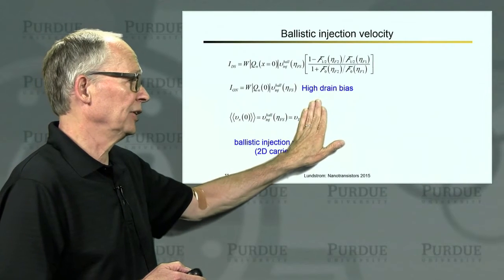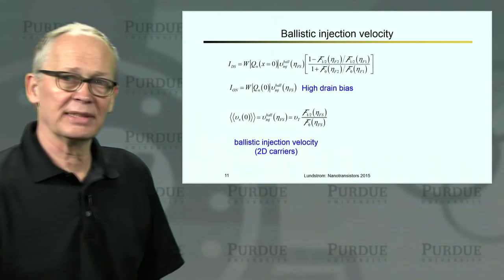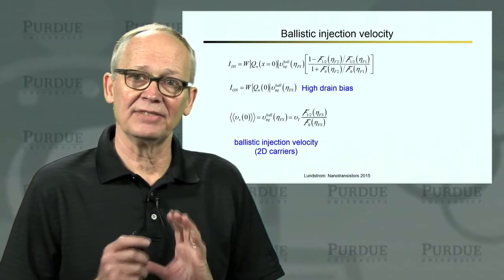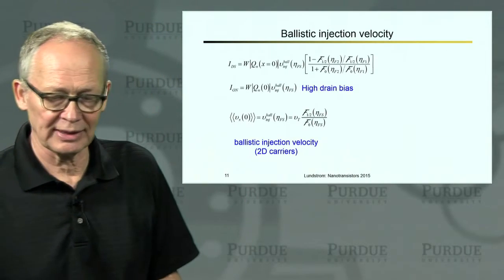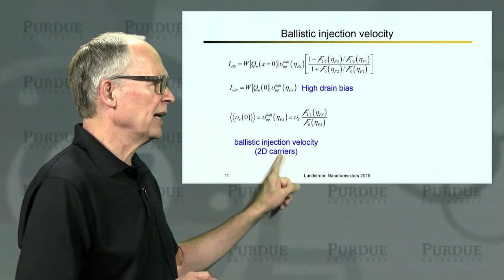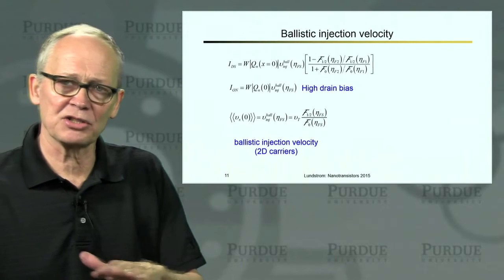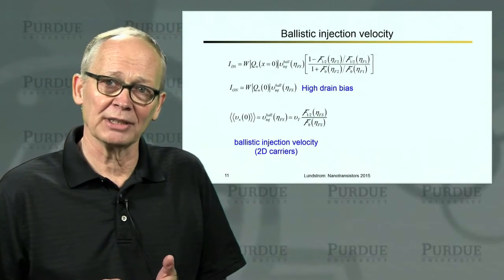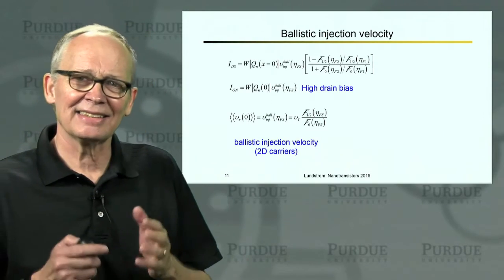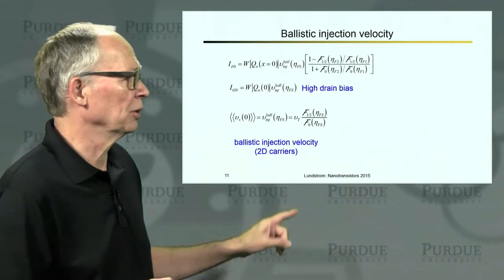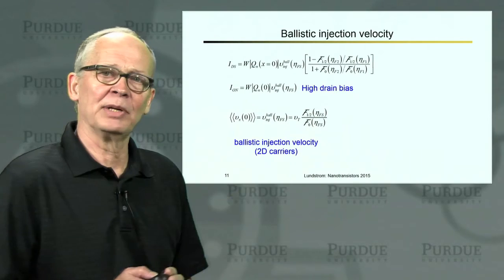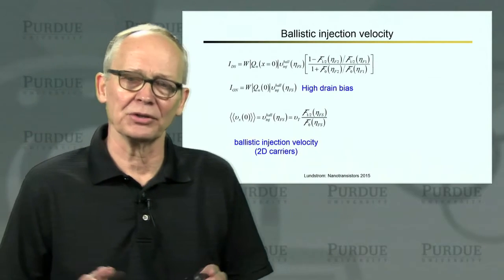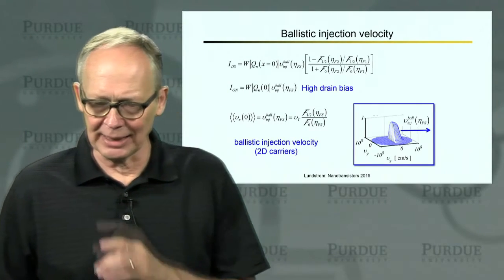This second factor here becomes 1, and the ballistic injection velocity is just V sub t, the unidirectional thermal velocity. I want to remind you that we're talking about two-dimensional carriers here. If I were to do this calculation for a nanowire MOSFET and I had 1D carriers, the same general considerations would apply, but I would see Fermi-Dirac integrals of different orders. So you should keep that in mind.